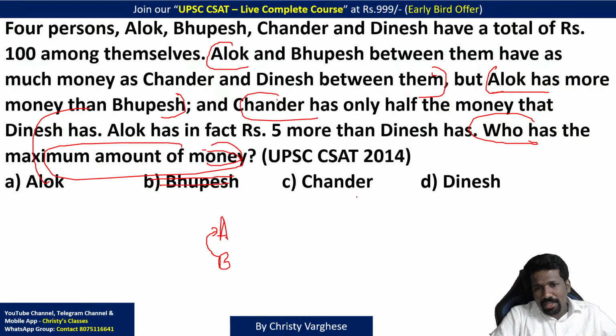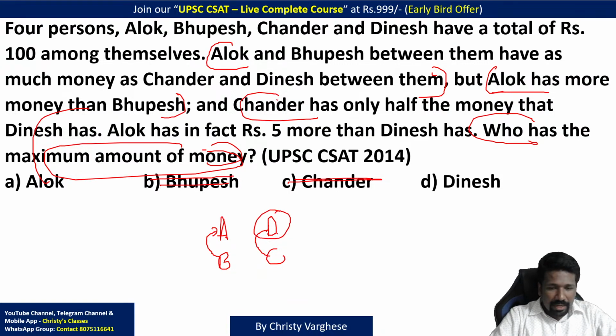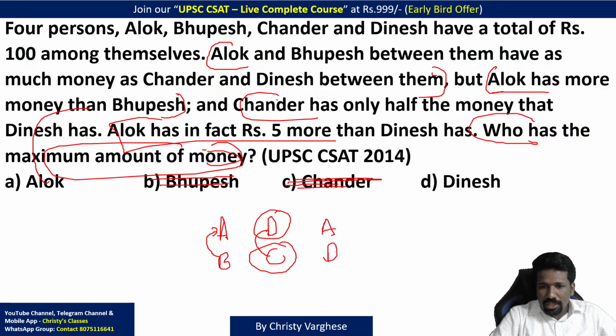Chandar has only half the money that Dinesh has. Chandar having half the money of Dinesh means Chandar has less money than Dinesh. Half means less. So Chandar cannot be the answer because Chandar is already below Dinesh. So Chandar cannot have the maximum amount of money. So C is eliminated. Now, Alok has in fact 5 rupees more than Dinesh, which means Alok is above Dinesh. So Dinesh cannot be the answer because Dinesh is below Alok. So Dinesh is eliminated. 3 options are rejected. The remaining option should be the answer.